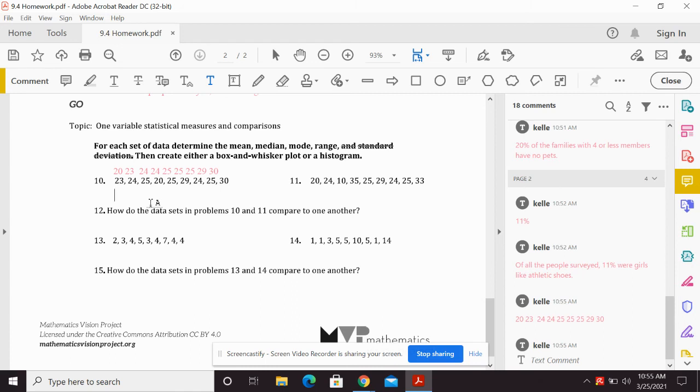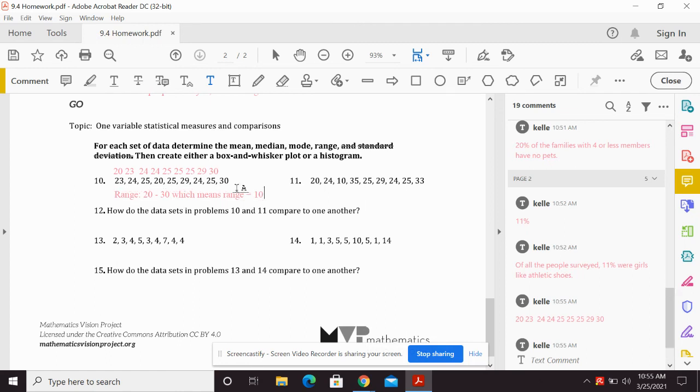So your range goes from 20 to 30, which means range equals 10. Because 20 to 30 is 10. 20 plus 10 is 30. So you have a range of 10.